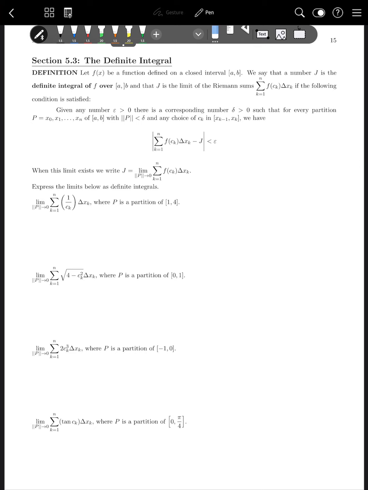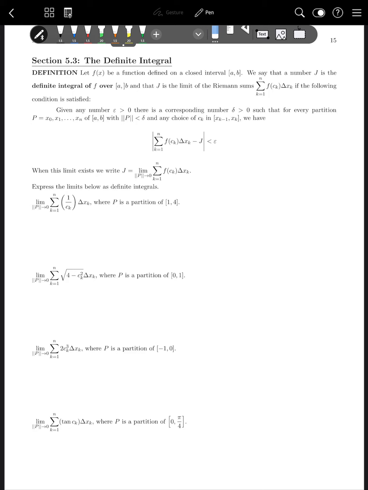So let's go ahead and get started by opening our notes to page 15. So we've been talking about this idea of the area under a curve, and what we're going to start relating it to is the idea of integrals that we looked at at the end of chapter 4.7. And so what we're going to do today is define something called the definite integral.